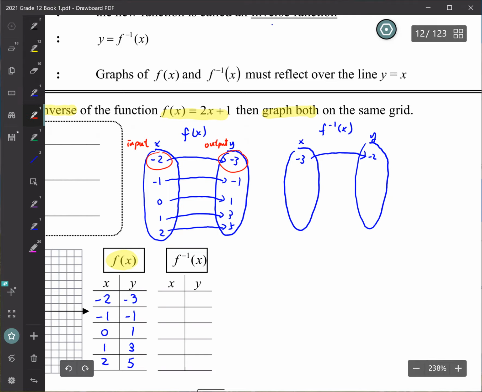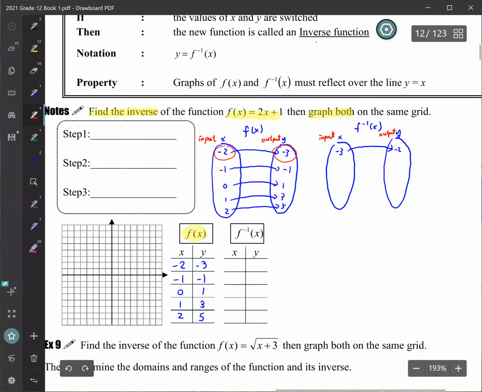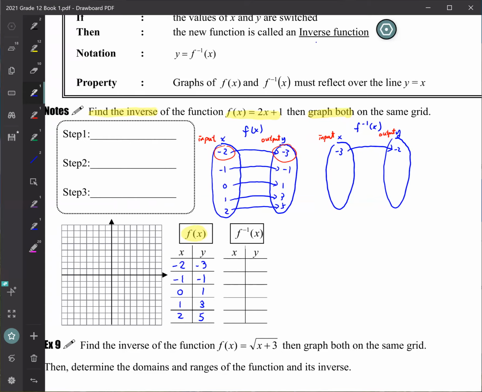So what used to be output now becomes input. -3 used to be output, now it is input. And -2 used to be input, now it becomes the output. So of course the function will look different. Before it was 2x plus 1, and now we want to go backwards. There are a few steps you can do to figure out that function.